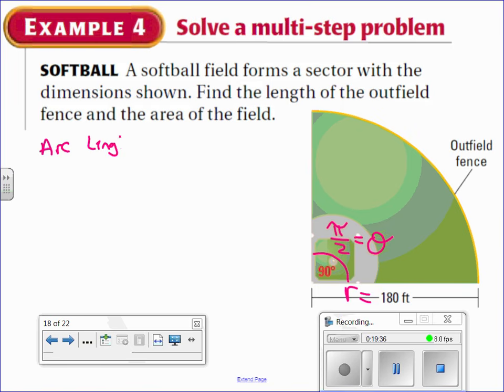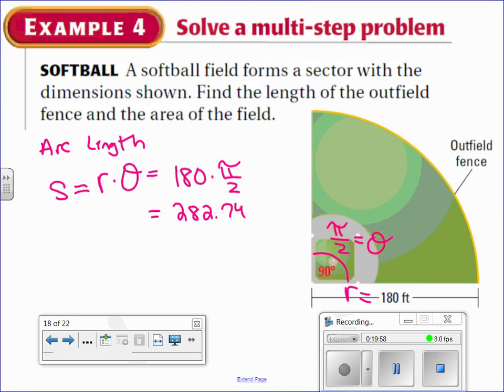So the arc length formula you just jotted down was the arc length S equals r times theta. So the radius is 180. The theta is pi over 2. You can go ahead and type in that and use the pi button and get a decimal. That's fine because this is the length of a fence. Decimals are okay for lengths of fences. 282.74. That's feet. So any issues on arc length? Yes.